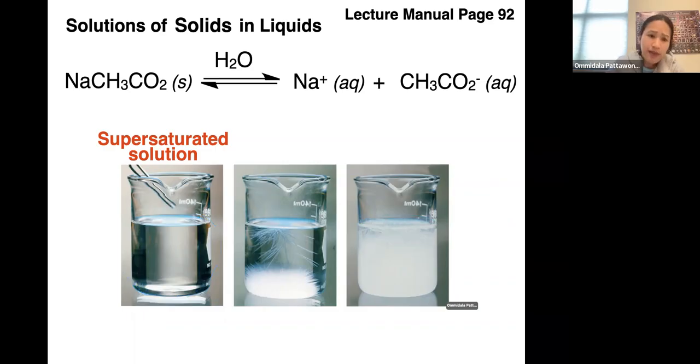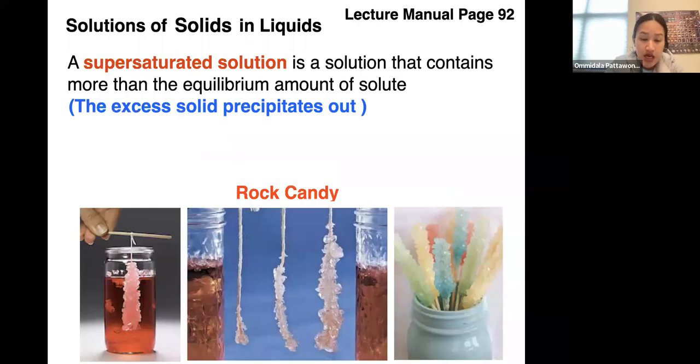So what is the application of supersaturated solution? It can be used in rock candy making. For example, if you add sugar into water until you cannot add any more sugar because it cannot dissolve anymore, what you have to do next is heat it up until the leftover sugar is all dissolved. And what you can do next is let it cool down.